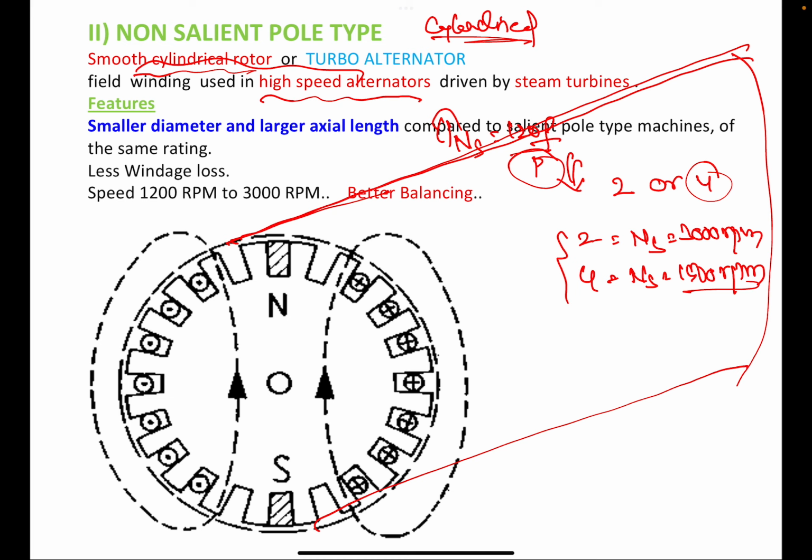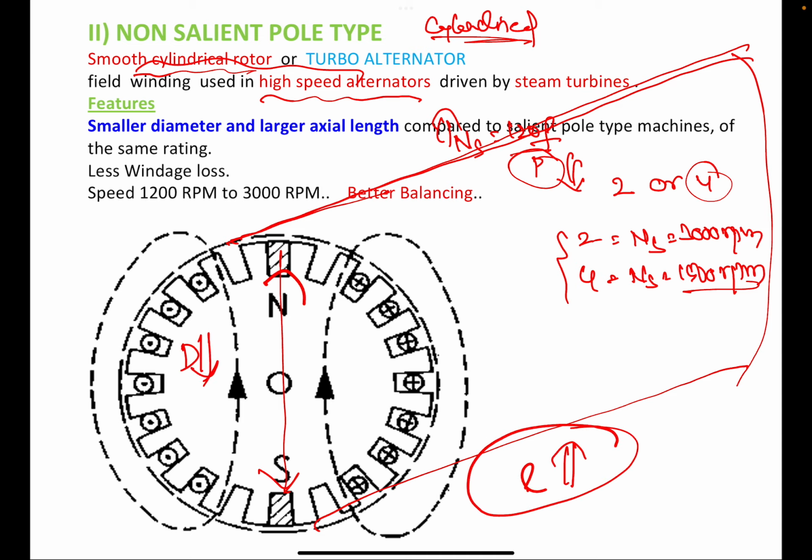As we see in the water bottle, the water bottle shape can be considered similar to this cylindrical type rotor, where the diameter will be less and the axial length will be more. So we have a relation actually.